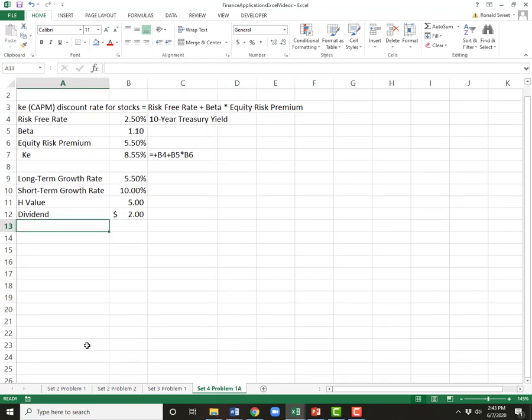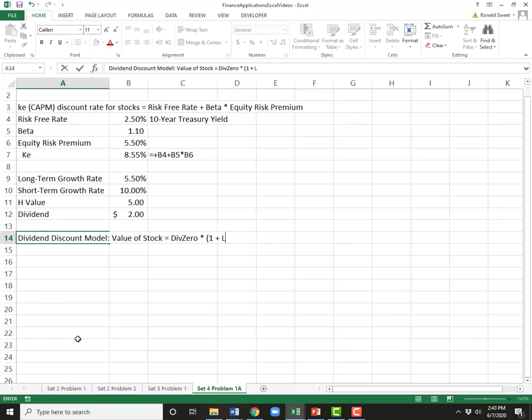So all we have to do now is put the formulas in. We're going to use a dividend discount model. That says that the value of the stock equals D0, which is the dividend I'm giving you, times 1 plus the long-term growth, all of that divided by, open parentheses, the KE minus the long-term growth. It's essentially a perpetual growth annuity.